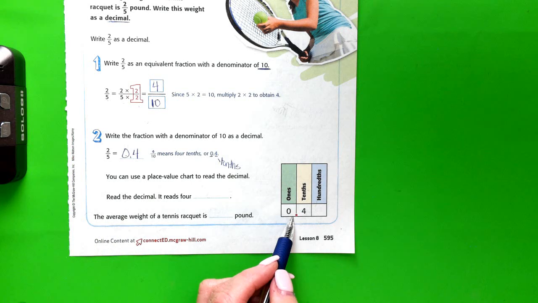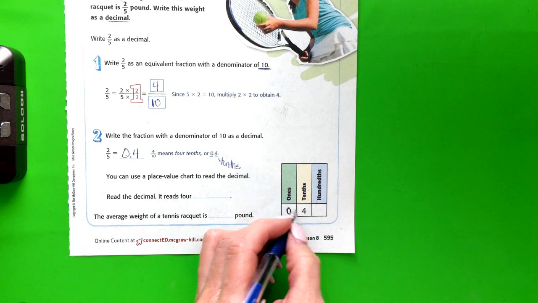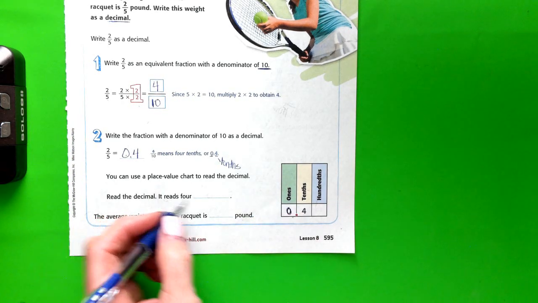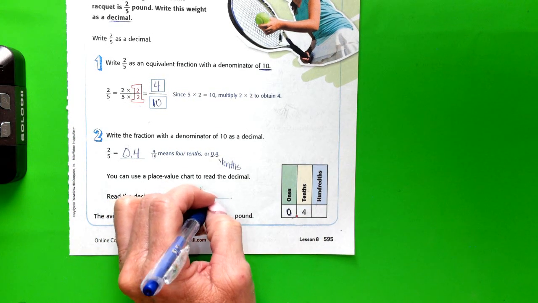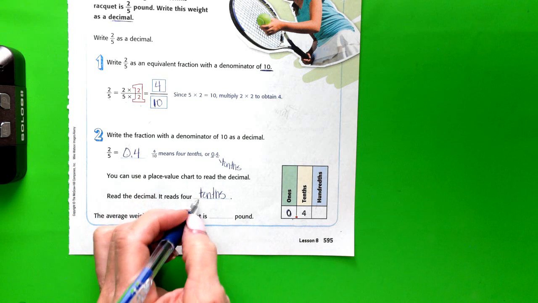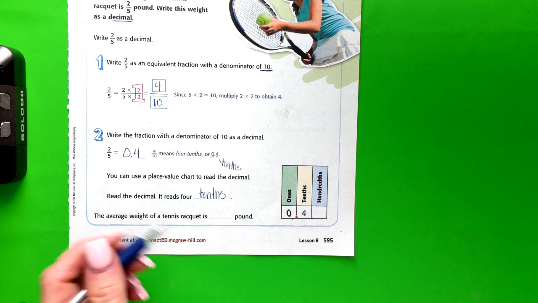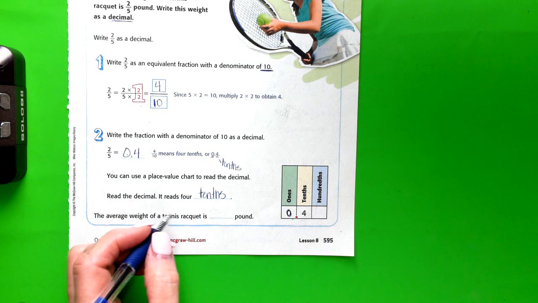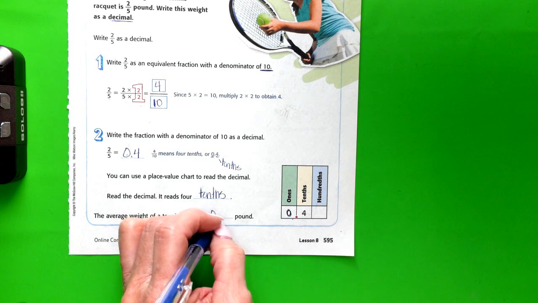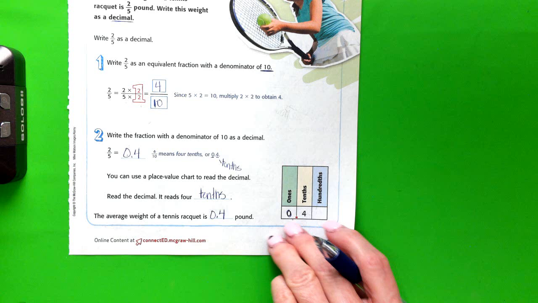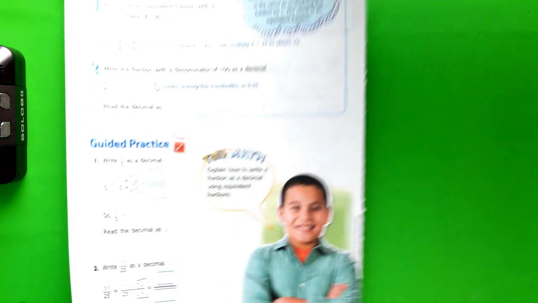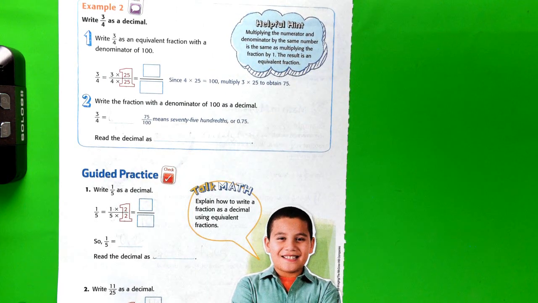You can use a place value chart to read the decimal. So they've done that here for you. They placed our 0 ones and they placed our 4. It reads 4/10. T-E-N-T-H-S. So the average weight of a tennis racket is 4/10 of a pound. Wow, it's super light, right? Okay, let's look at our next example.